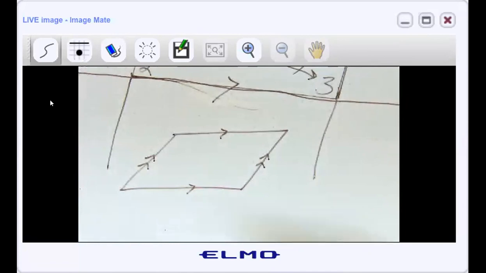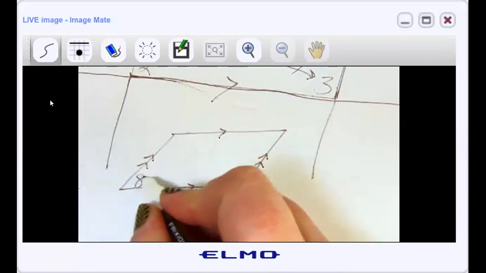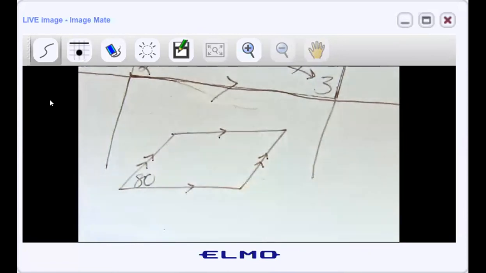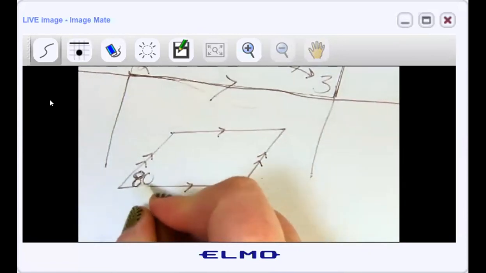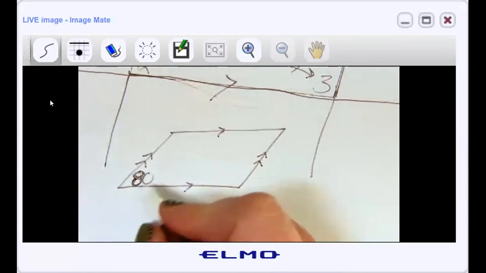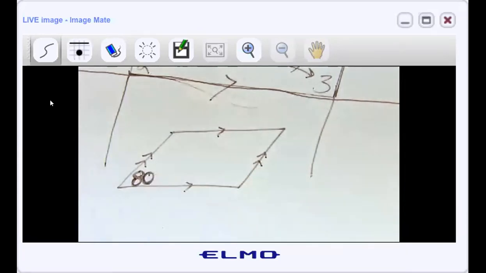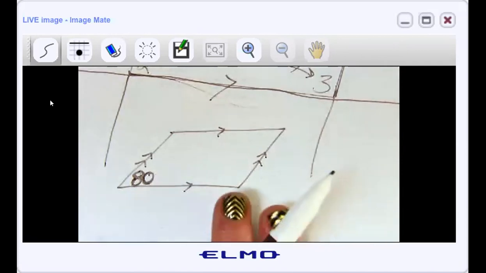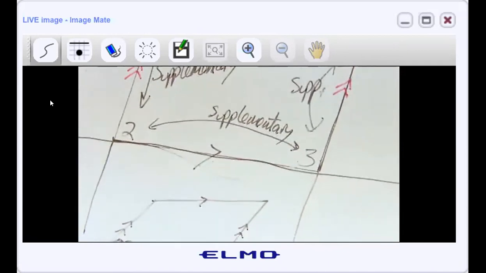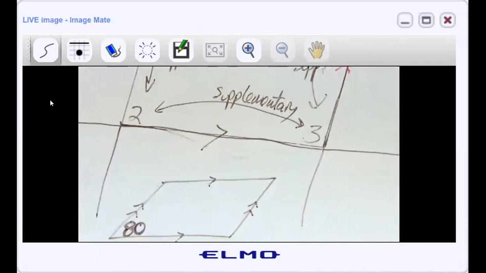So watch this. If I tell you that this one here is 80, let's say, we just found out that all the way around they're going to be supplementary. So if this one is 80, what's this one over here have to be? 80. Careful. They have to be supplementary. Right? So it's not going to be 80. It's going to be, what's supplementary mean?